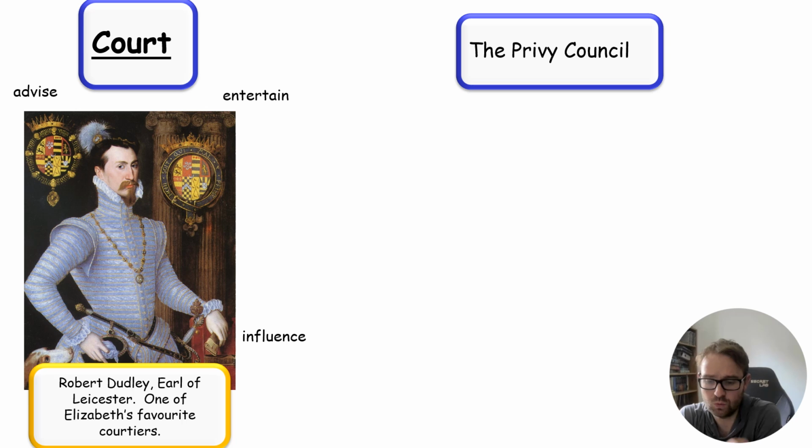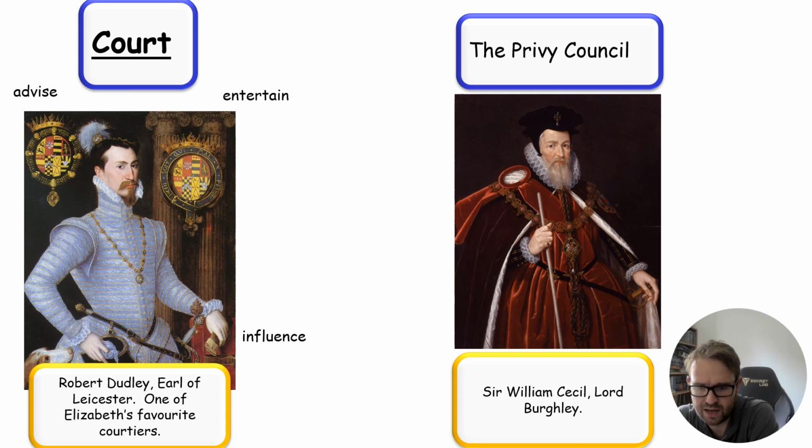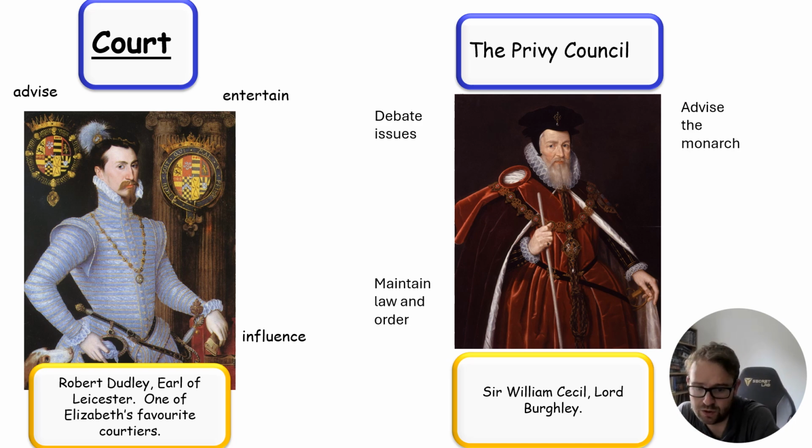Your Privy Council probably is one of the most important ones. Probably is the one you've heard the most because Cecil is a Privy Councillor. Now, Cecil, remember, he's one of the leading advisors to Elizabeth. Now, he is important in the lead up to the first and second plots. Now, the Privy Council, they debate the issues, they maintain law and order, and they advise the monarch. They're very important for advising the monarch.